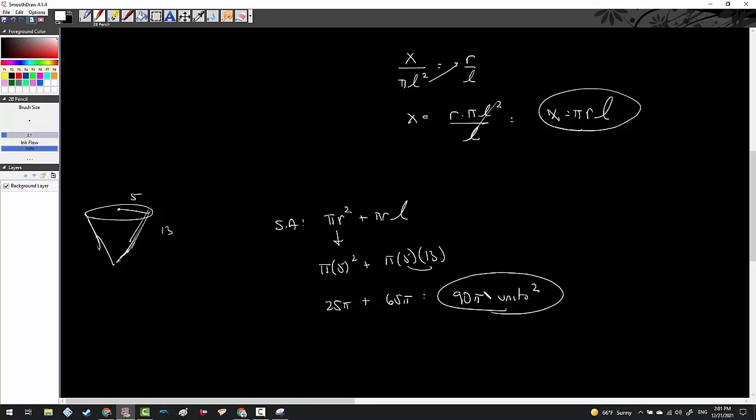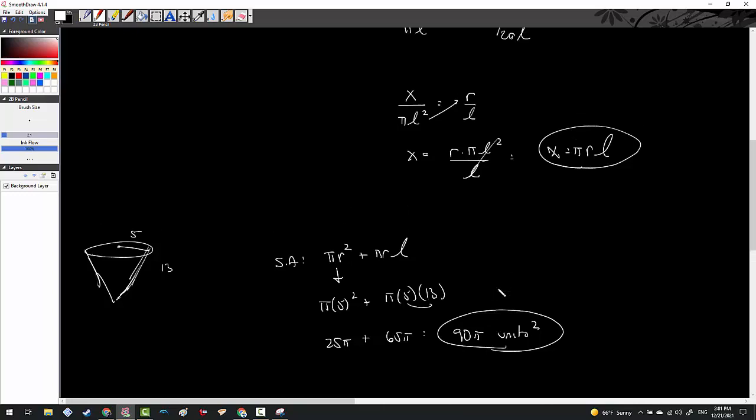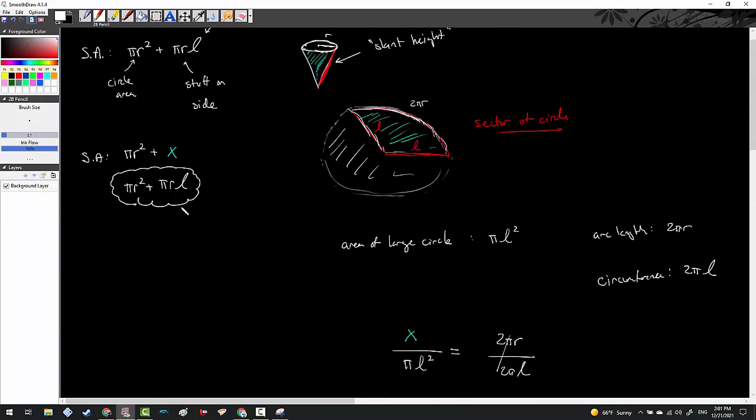So pretty straightforward. Again, with these volume and surface areas, as long as you understand the formula, you're going to be pretty good. Just keep this one in your back pocket, because this one is a little bit weird in terms of the formula. But that will wrap it up for this episode.